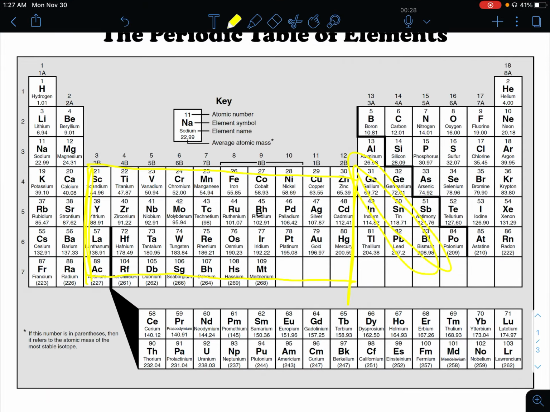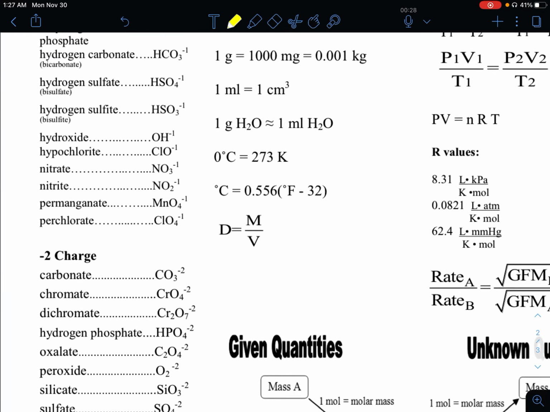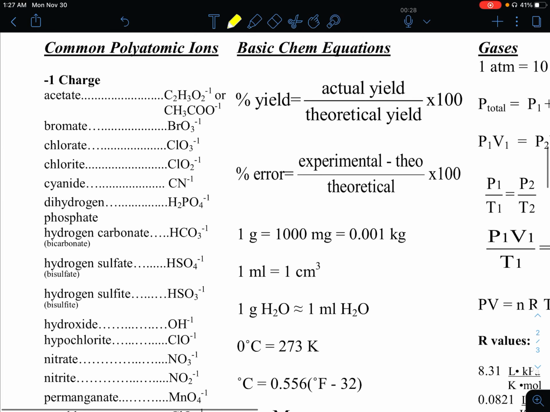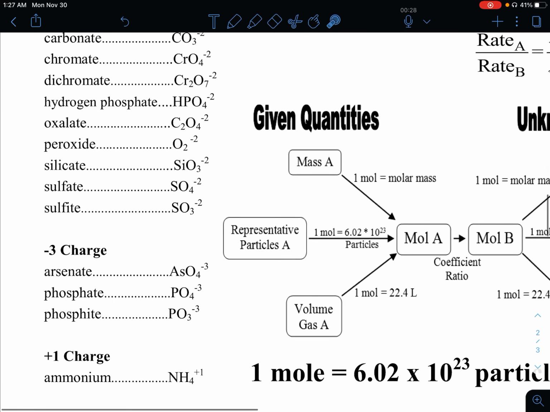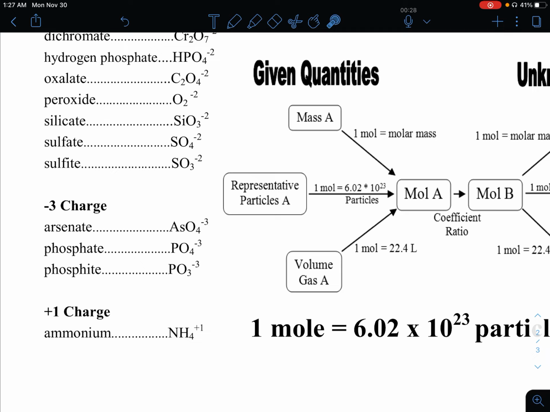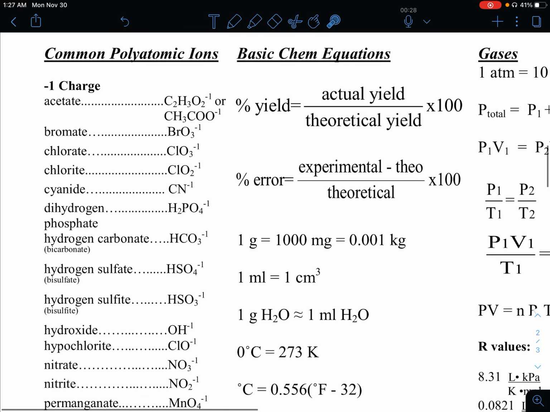On your periodic table, if you go to the next page or if you flip it over, whatever you have, there is a section called the common polyatomic ions. And you'll notice I have them listed here with a -1 charge, a -2 charge, and a -3 charge. Most of the polyatomics that we talk about have a negative charge. There's only one positive polyatomic ion that I have there. There are more past this list, but these are the ones that we use in Chem 1 the most.